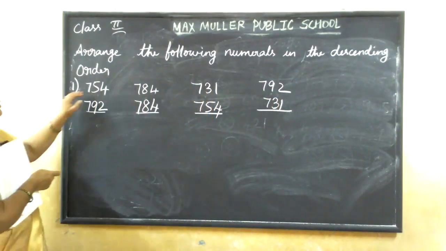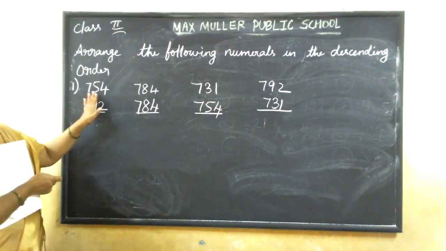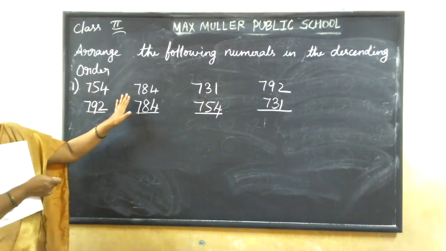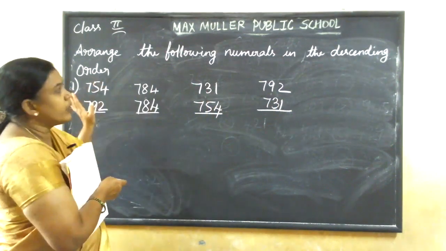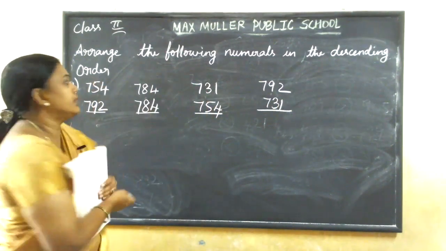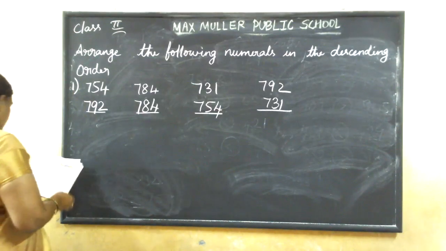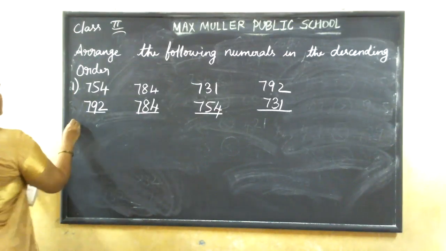Same only, children. You want to see the hundreds place. If the hundreds place is the same, you go to the tens place. If the tens place is the same, you go to the ones place. If both the numbers are the same, you write equal. Like that only you want to write.